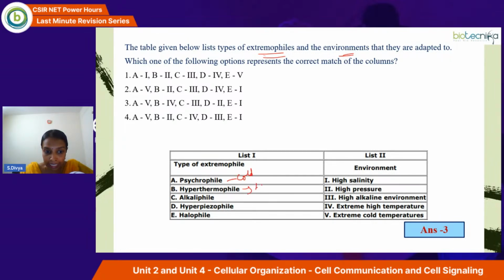Thermophile means heat. Alkaliphile, you can say alkaline environment. Piezophile is related to pressure. Halophile is related to salinity.